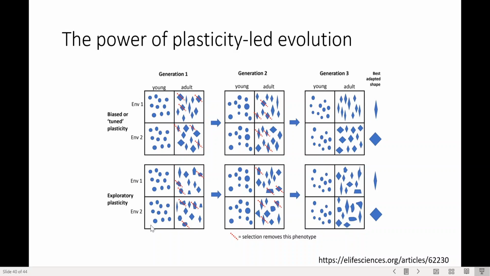And this differs from a classic evolutionary approach where these plasticity effects are not directed, so are relatively unspecific or unbiased, and so we end up with relatively diverse phenotypes, whereas in the extended evolutionary synthesis idea we can have these biased or tuned effects where selection actually weeds out some of these phenotypes, and therefore over time leads to specific phenotypes that are best adapted to the local environment.